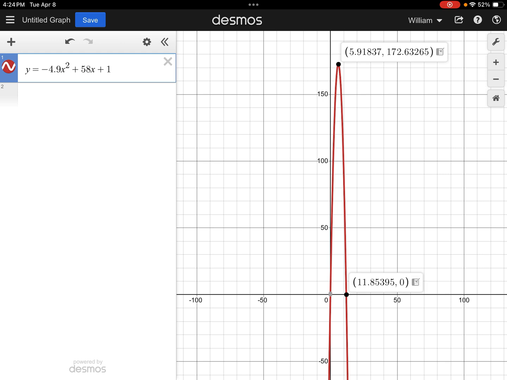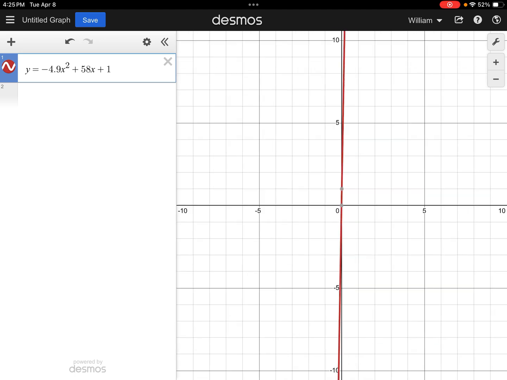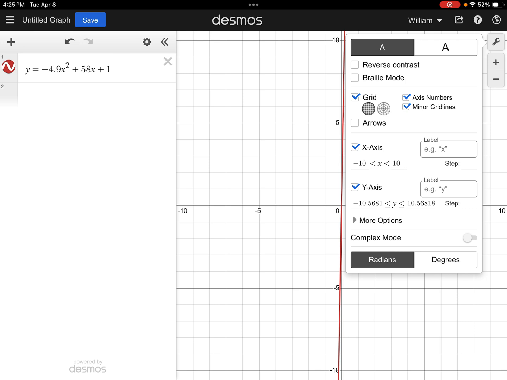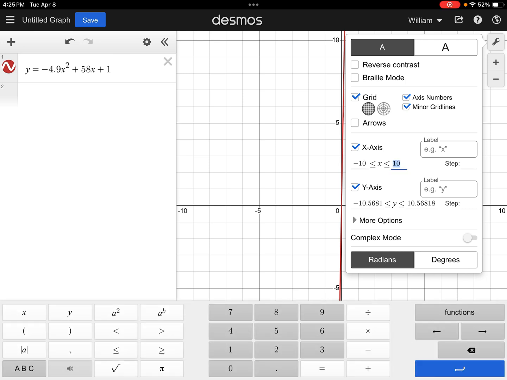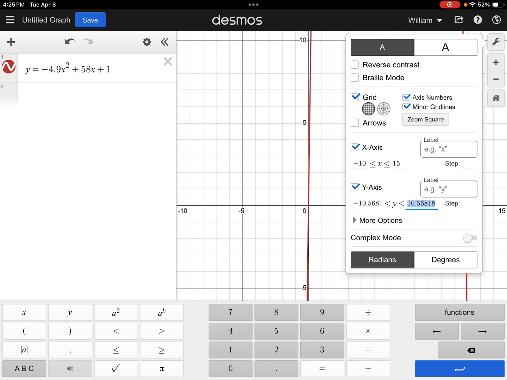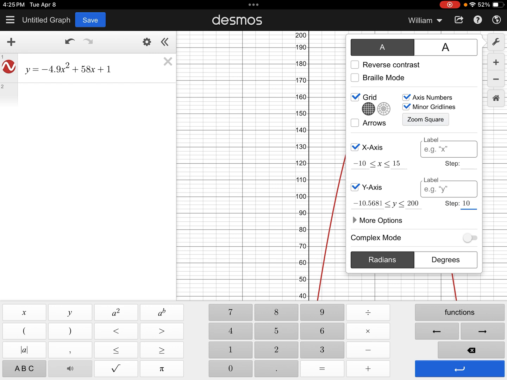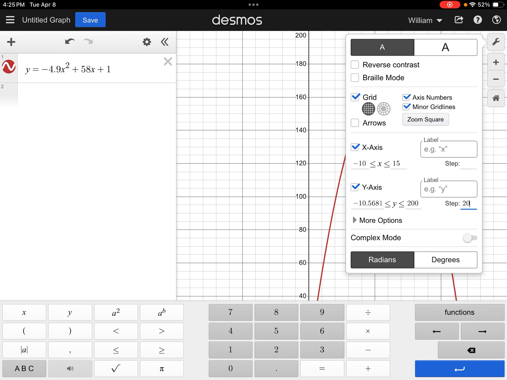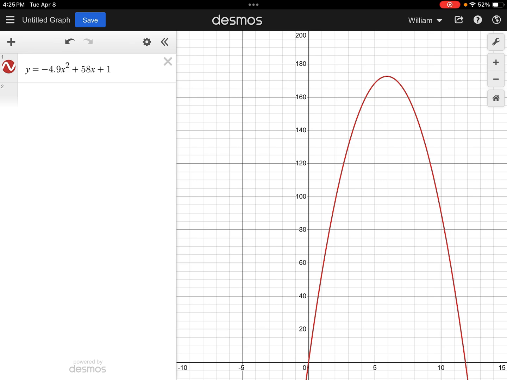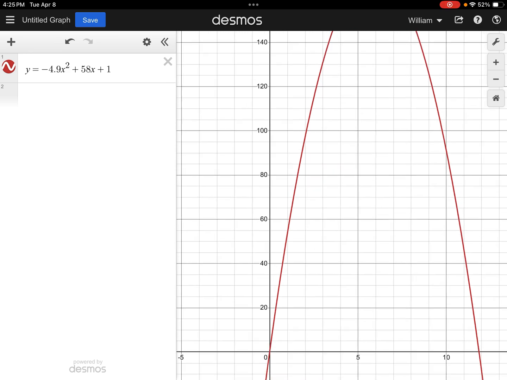So if I want to see this, let's adjust my window. I want to make sure I go up to about 200 feet, and let's go out to about 15 seconds. So I press my wrench, and I'll have my x-axis go out to about 15 seconds. I'll have my y-axis go up about 200 feet. Since I'm going up to 200 feet, maybe I should put a tick mark every 20. How about that? That way it's a little bit easier to see. I put that in by hand, but you could just zoom in or out if you want.